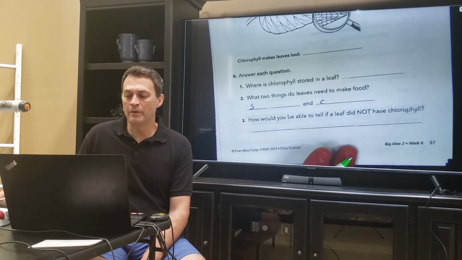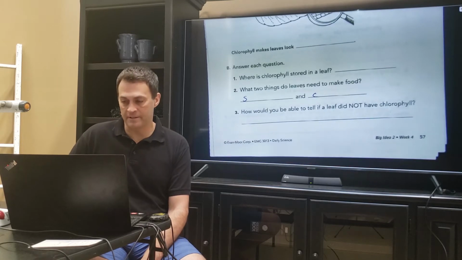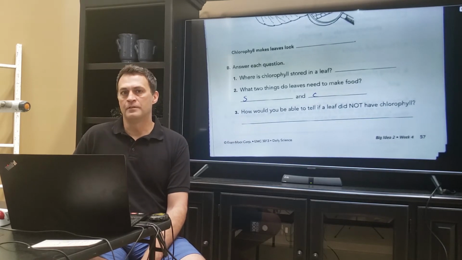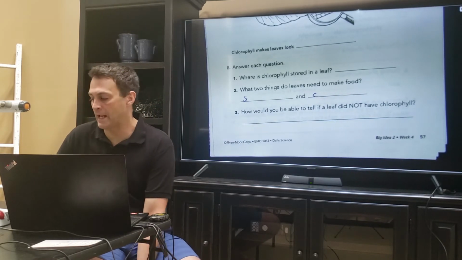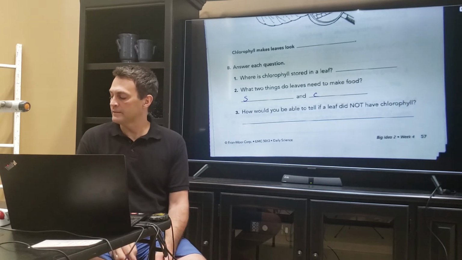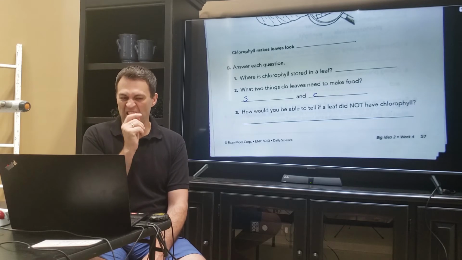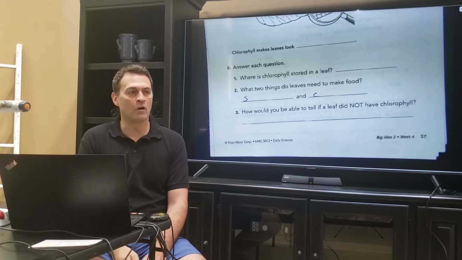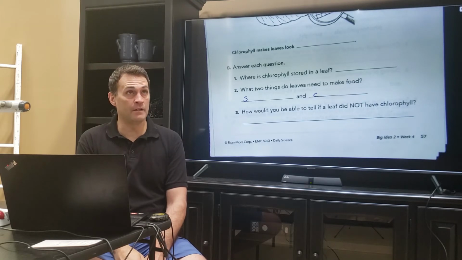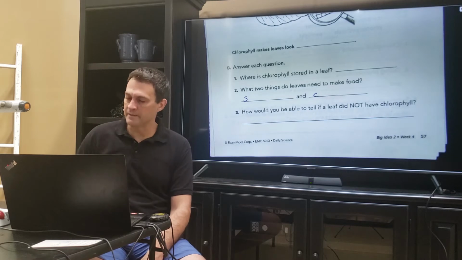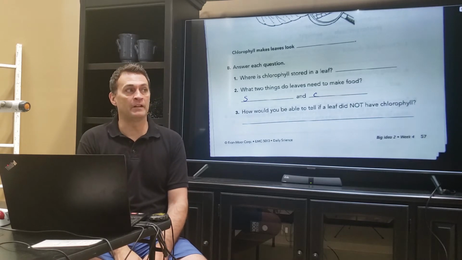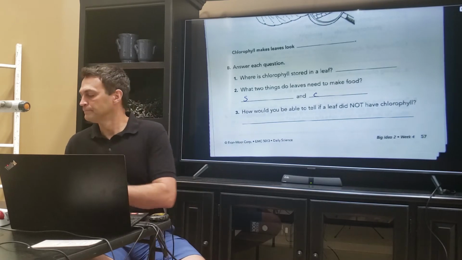How would you be able to tell if a leaf did not have chlorophyll? Maybe use your best guess. Write a complete sentence. If you were to look at a leaf, what do you think you would notice if a leaf did not have chlorophyll in it? Think about what chlorophyll does, maybe what color it is, and give me a sentence describing what a leaf would look like if it didn't have any chlorophyll in it, okay?